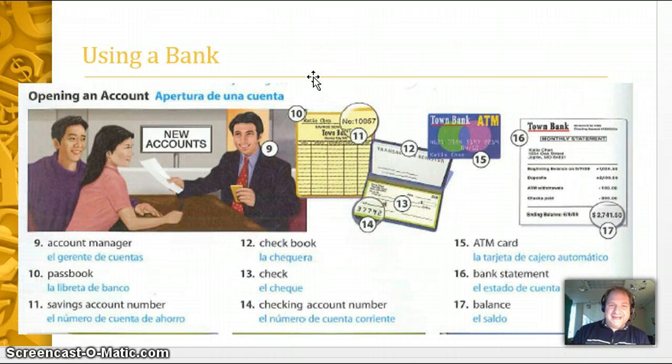So using a bank, when you get signed up, the account manager meets you. You can get a savings account or a checking account. Almost no one writes checks anymore. I think I write 2 a month now. You're better off with an ATM card, which we'll talk about. That will be a word below, something you have to know. La tarjeta de cajero automático. And your balance, that's the amount of money in your bank account. They call that el saldo, the balance.